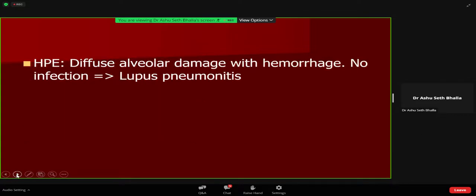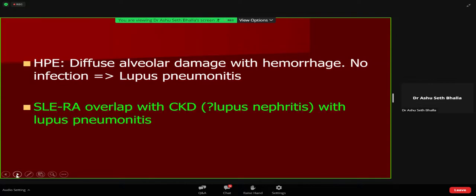DAH with extensive hemorrhage and no infection. And the final diagnosis was lupus pneumonitis. And the patient did get pulses, and we eventually lost the patient. But why I brought this is that, by now I've learned to recognize that picture of lupus pneumonitis.